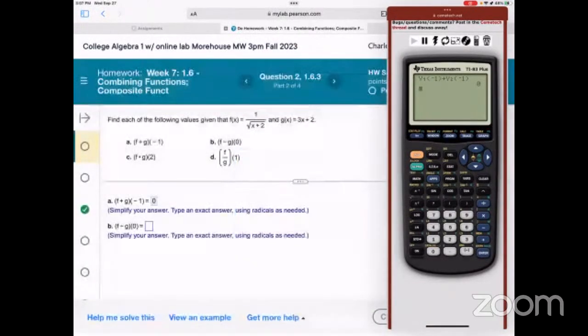F minus g of 0. So I'm just going to call on a function. I want to say f of 0 minus g of 0. Okay. Type in exact answer. Okay, we might need to write this one out. Okay. So then f of 0 is 1 over the square root of 2. G of 0 is just 2.